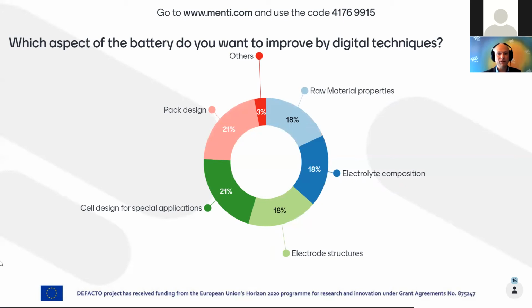Okay, in some sense, what I'm seeing here is that you are aware that you basically need to improve everything, and therefore you have to attack the whole package, which actually is the wise strategy. As I explained in my introduction, you cannot improve pack design without having a proper cell design, and this also relies on the electrode structures.